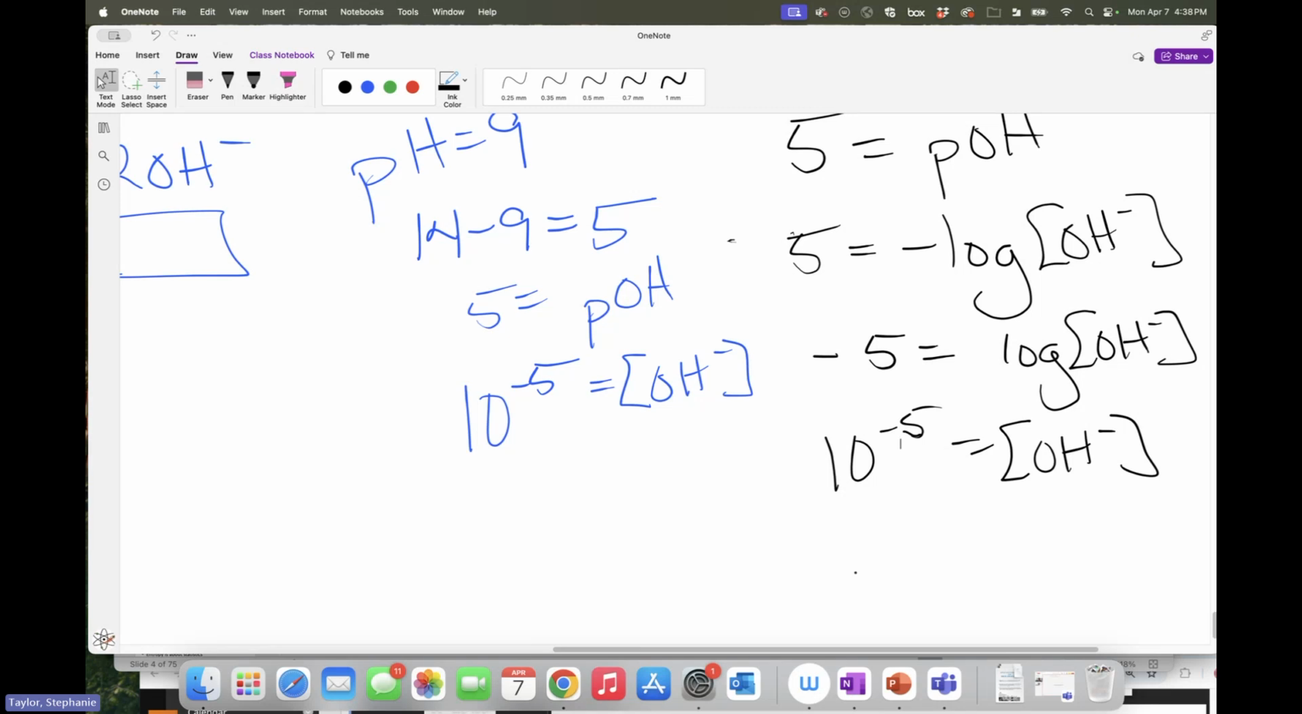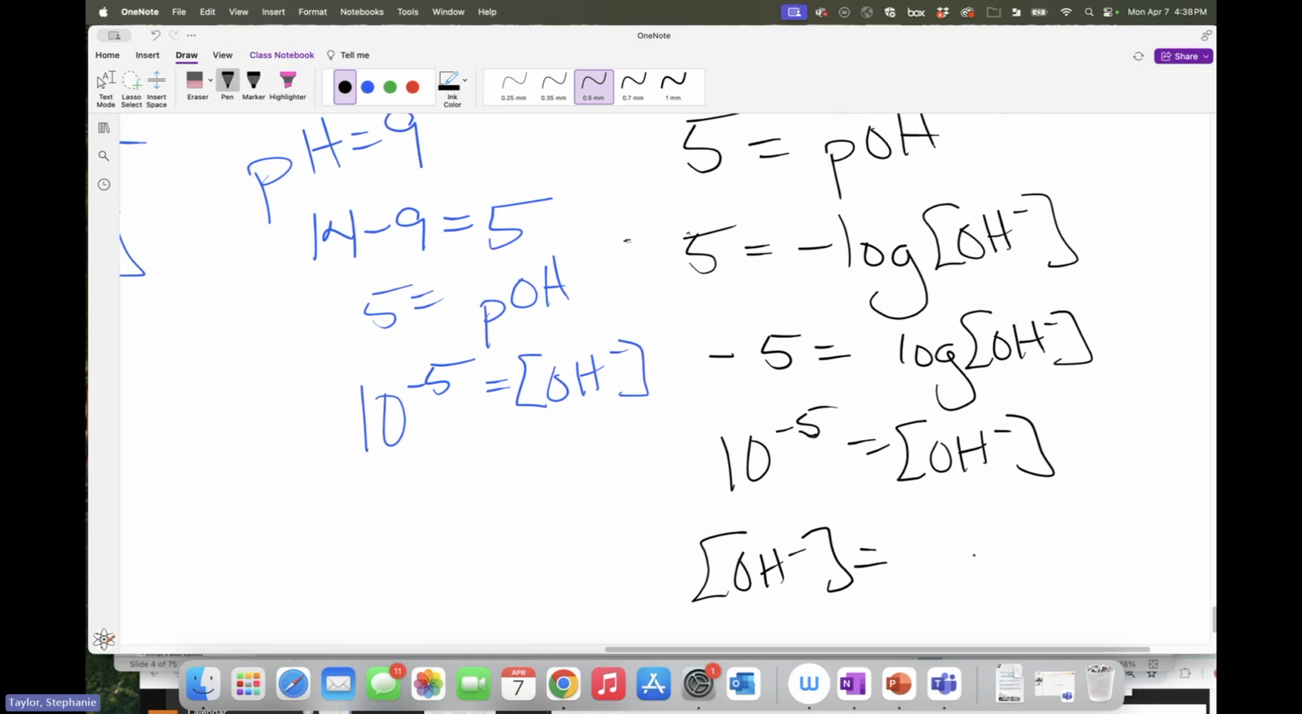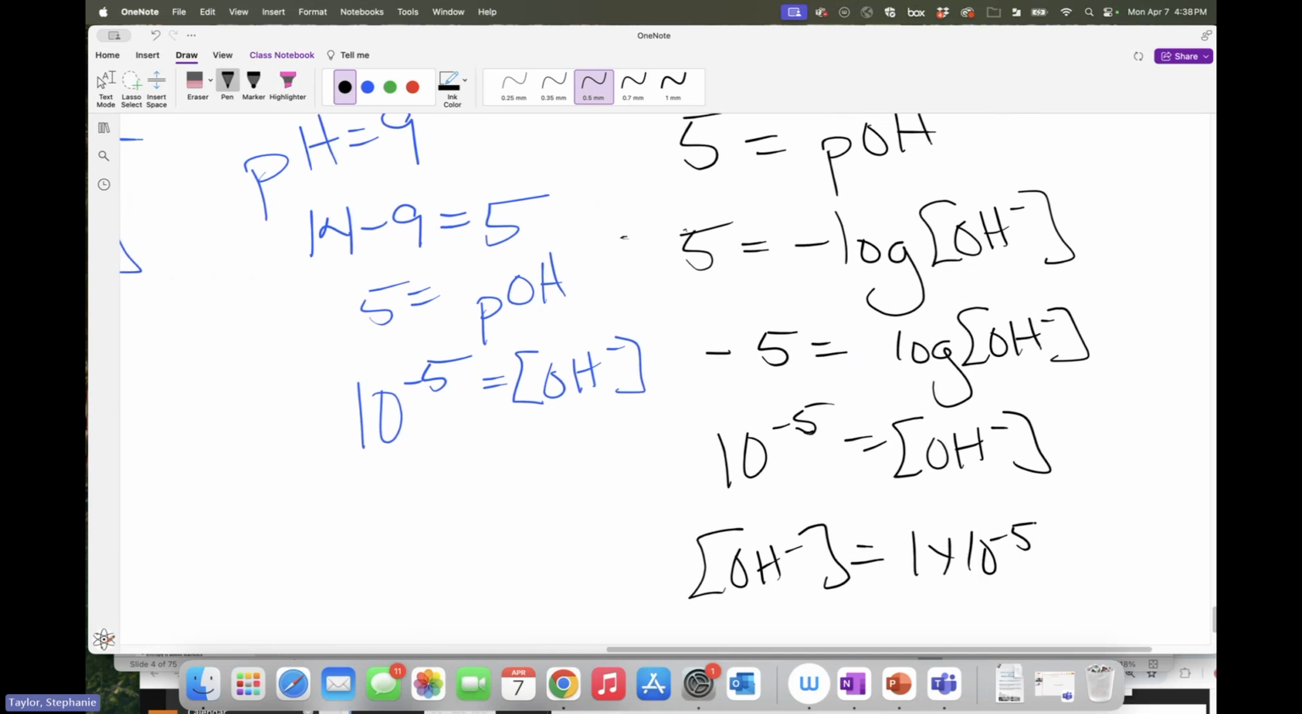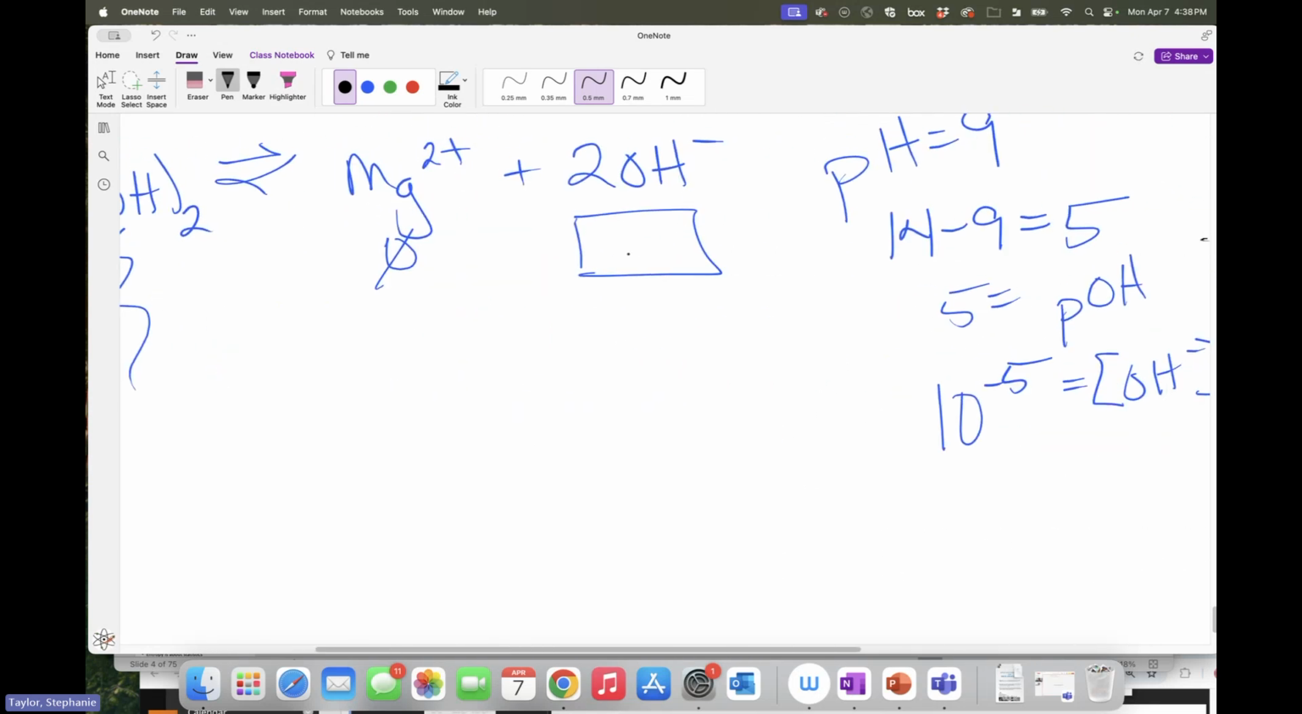So therefore, I'm going to take 10 to the negative 5, and that gives me the hydroxide concentration. So my hydroxide concentration is 1 times 10 to the negative 5. So therefore, I'm not starting with 0. I'm starting with 1 times 10 to the negative 5. I still am going to add x. I still add 2x here. X, 1 times 10 to the negative 5, and 2x.